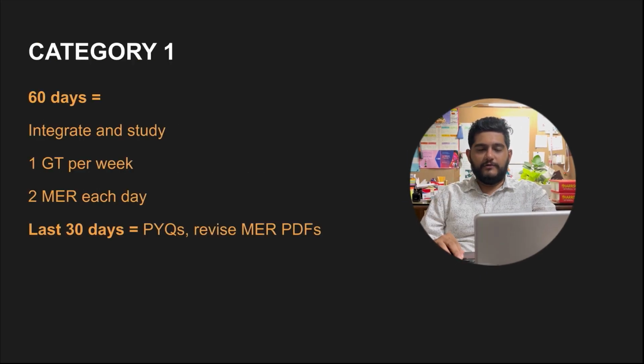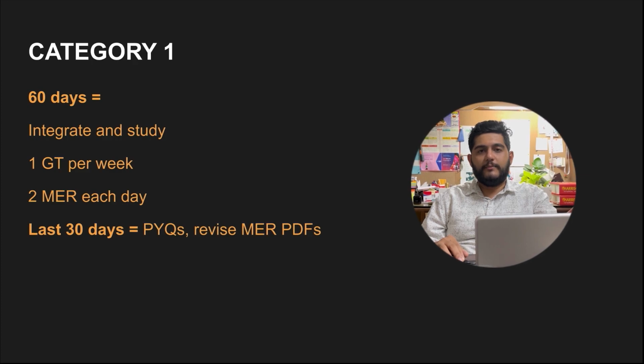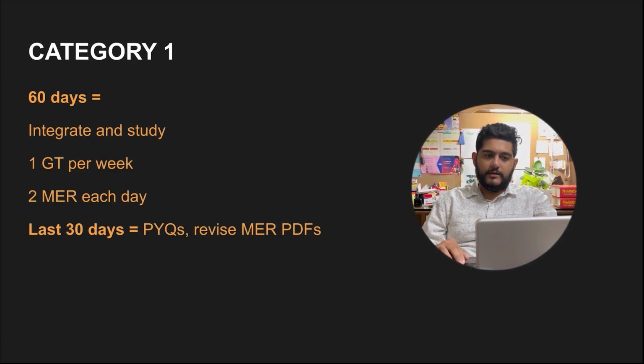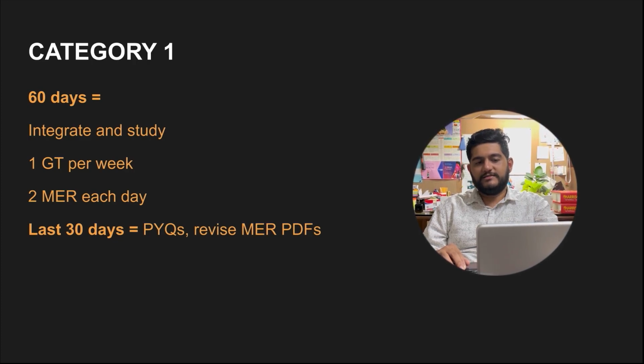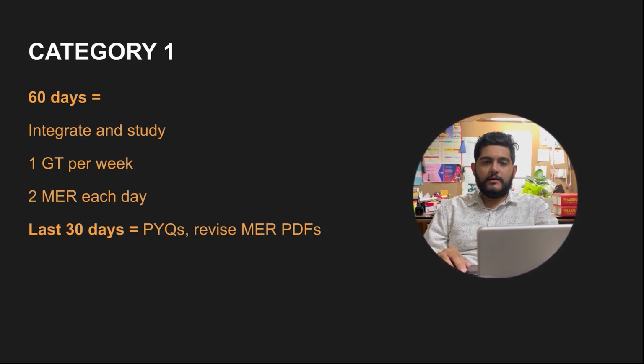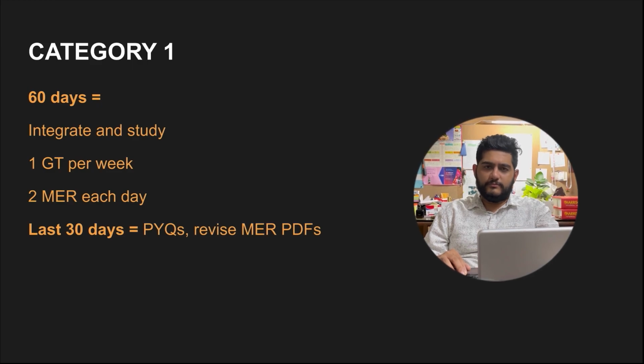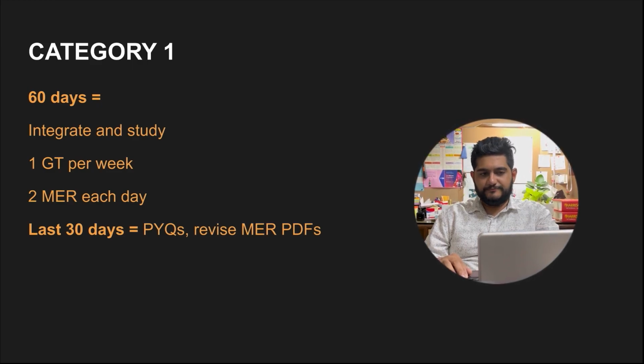So category one, I would divide the 90 days into first 60 days and the last 30 days. Category one aspirants have ample time to integrate and study. You can give one GT per week and you can watch two Midnight Express sessions each day. And in the last 30 days, your approach should be PYQs. You should revise the Midnight Express PDFs and you can give one to two GTs in the last 30 days.